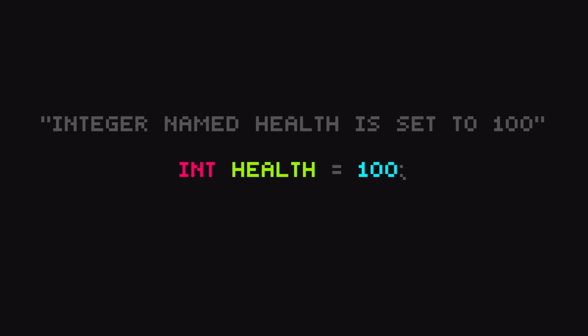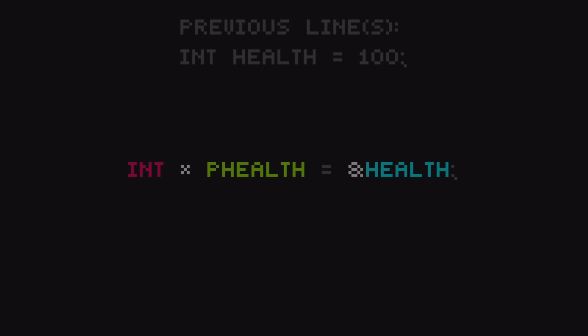Next up may be a bit confusing, but it's actually pretty simple. In order to create a pointer to health, we would do it like this: int* pHealth = &health.